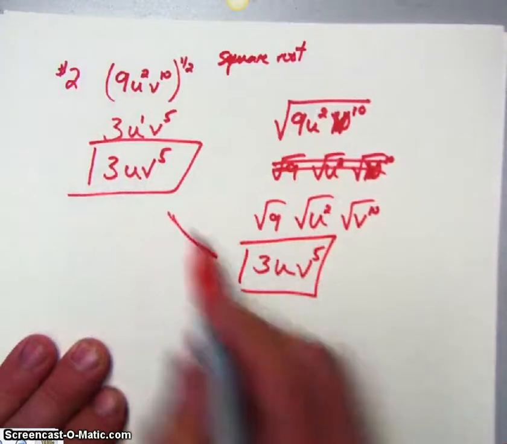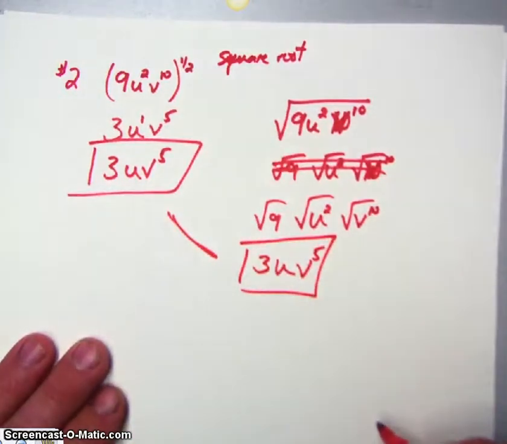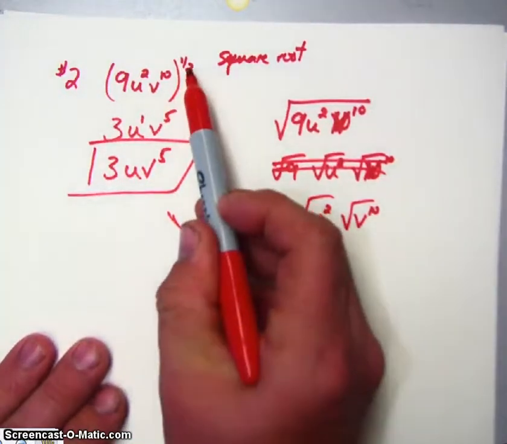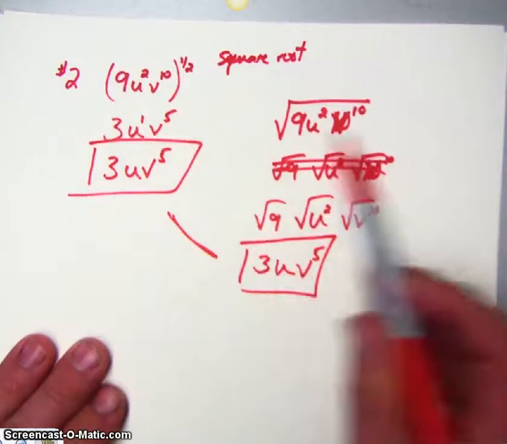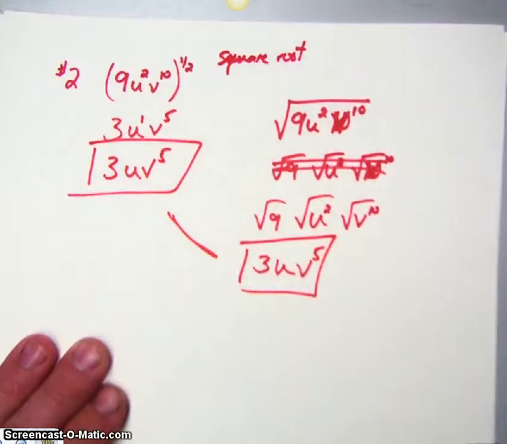You notice you get the same answer for both. Alright? So sometimes it might be best to take the exponent, rewrite it in radical form, and then go that way. It's up to you how you want to approach it.